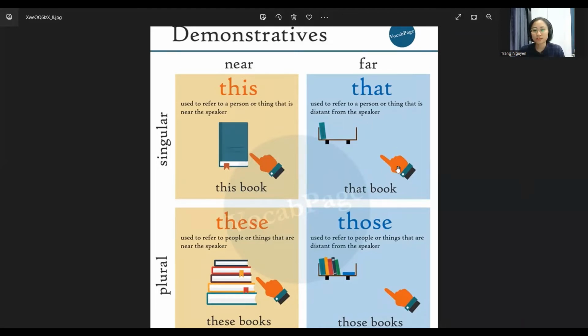Okay, and we use that for further distance. So you can see over here, this person is pointing at the book, just one book. So we're using that for singular noun, okay, and further distance.